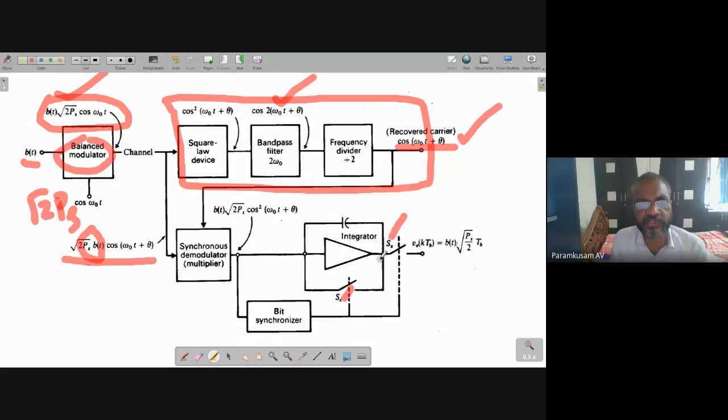Please note this point. Before the end of the bit, suppose the bit duration is 0 to TB. Exactly before the end of the pulse, at this moment this switch is closed.